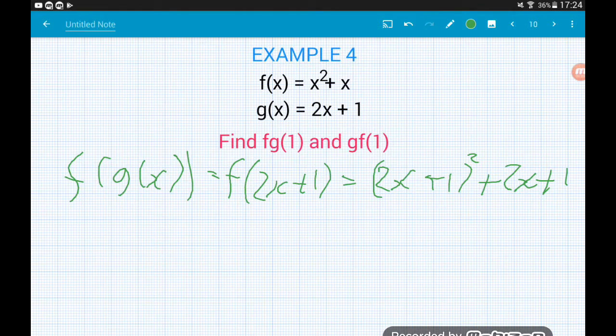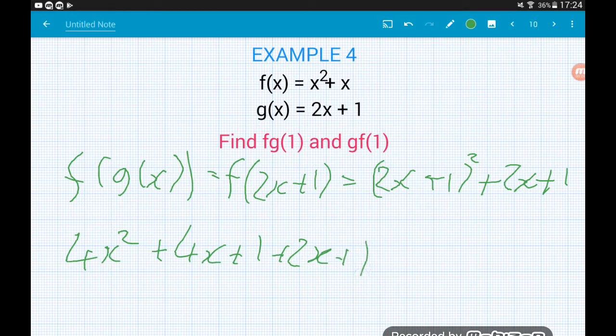So 2x plus 1 all squared is going to leave us with 4x squared plus 4x plus 1, and then we've got the plus 2x plus 1 after it. So then finally, that will simplify to 4x squared, and we've got 4x and a 2x, so 6x, and then we've got 1 plus 1, which hopefully gives us 2. So up to there we've now found f of g of x. That's not looking particularly friendly.